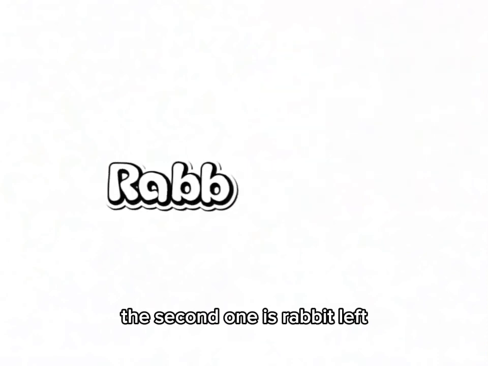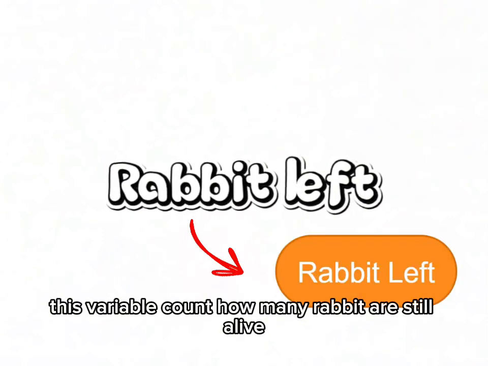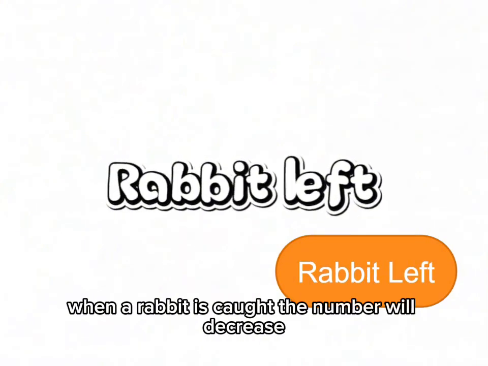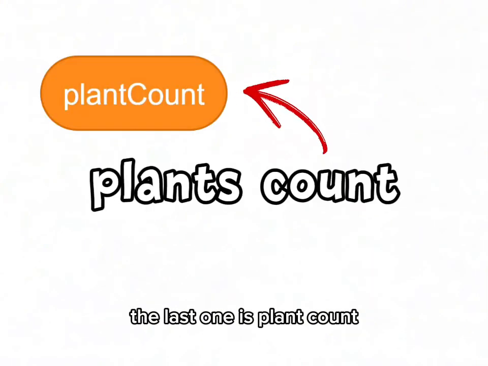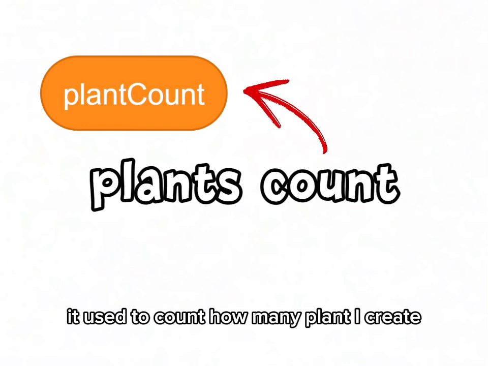The second one is rabbit life. This variable counts how many rabbits are still alive. When a rabbit is eaten, the number will decrease. The last one is plant count. It is used to count how many plants are created.